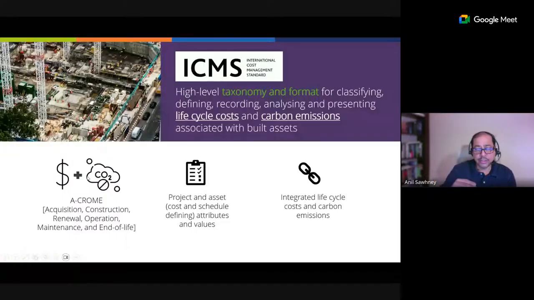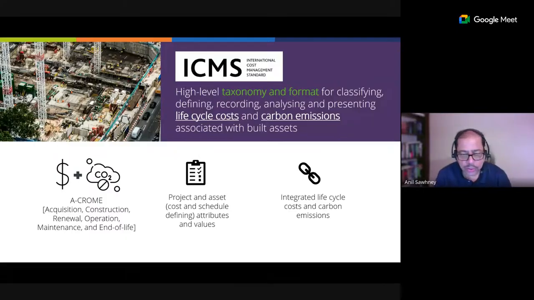So you have an asset for which you've done emissions calculations using, let's say, RICS WLCA. You can use ICMS and combine the reporting of the emissions under the ACROM hierarchy alongside the cost. So let's say you do an assessment with one option, you can present that emissions and cost together. Then you run the second option and you can present its cost and its emissions, so that then you can compare which one makes more sense.